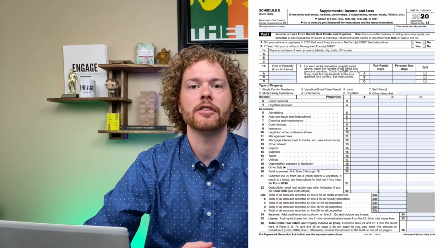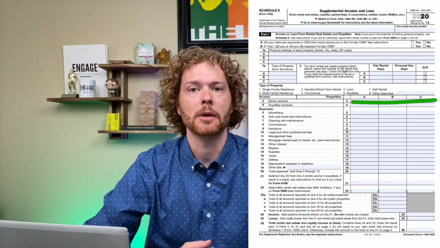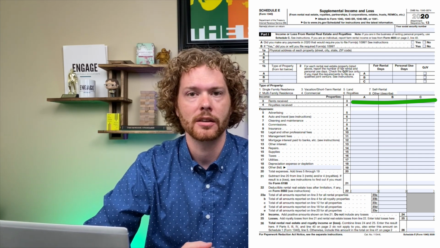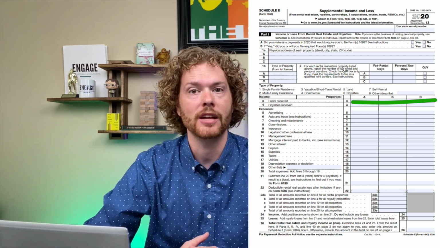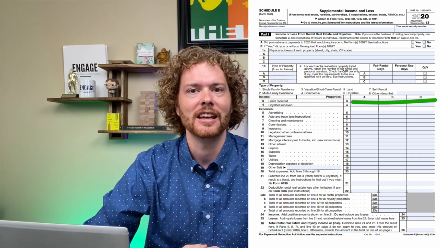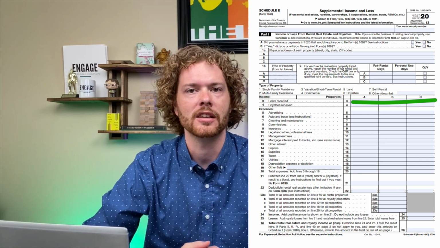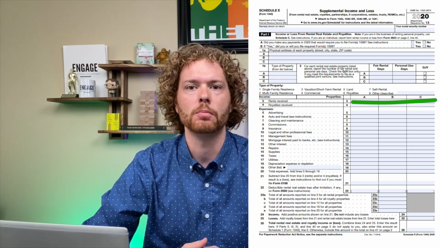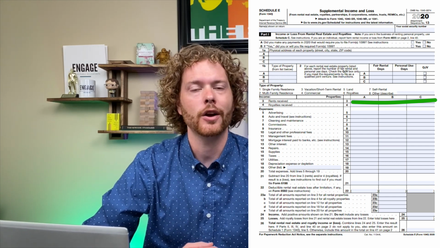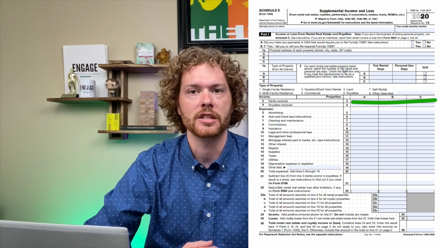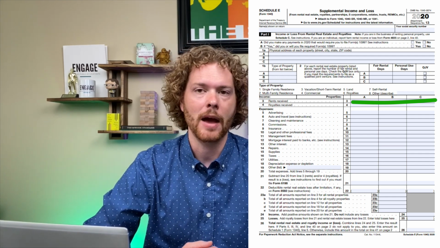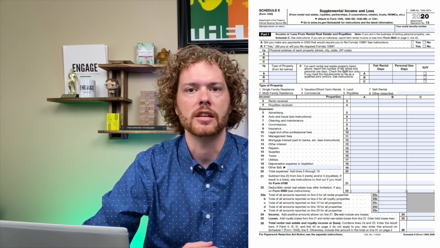You'll notice that there are 3 different columns for multiple properties because you need to split out the income and expenses by property. And yes, you can have multiple page 1s of Schedule E if you own a dozen properties, all personally or through a single member LLC. But once the property is owned by more than one person, it requires its own partnership or corporation tax return to be completed, and that property doesn't belong on Schedule E.